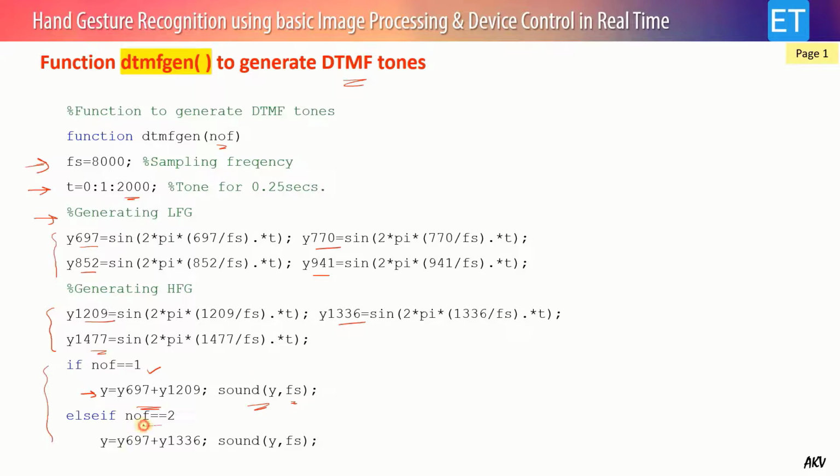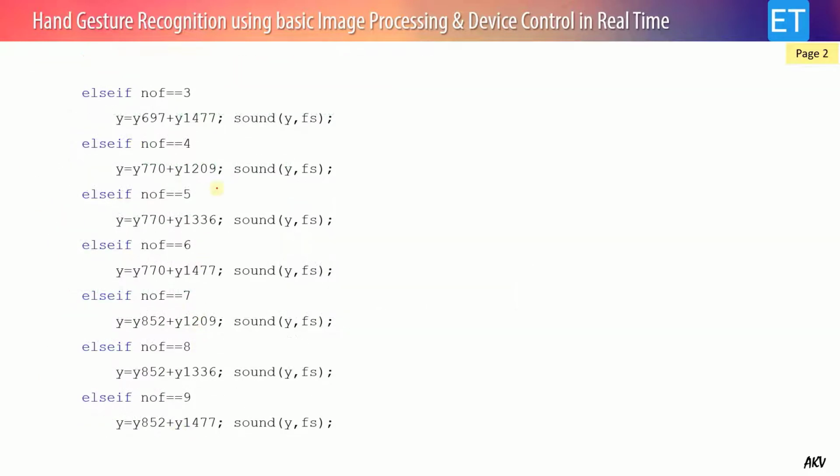And if the number of fingers is 2, you generate this combination. Similarly for number of fingers 3, 4, and 5. So it is sufficient to have the number of fingers up to 5. Of course, we are showing only a single hand. I have extended this code for all the numbers of the keypad. So I have written the complete program, so users can use this program for their other projects.